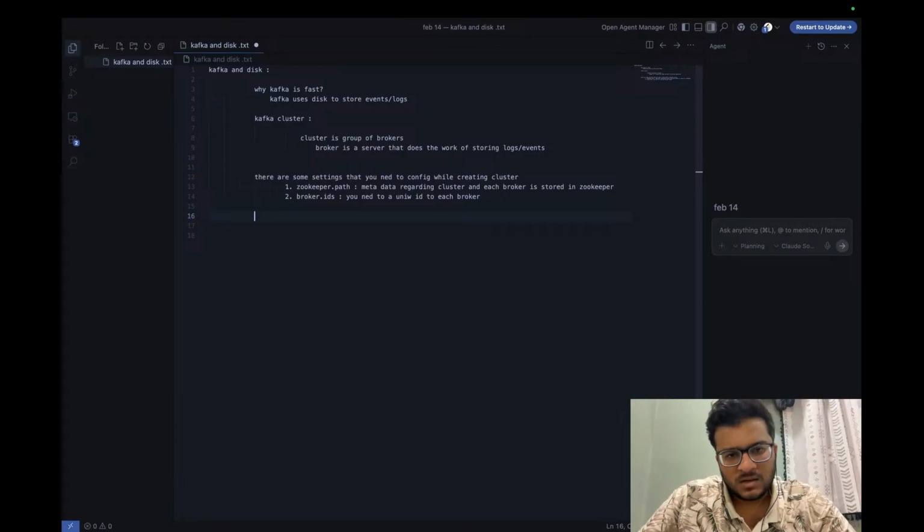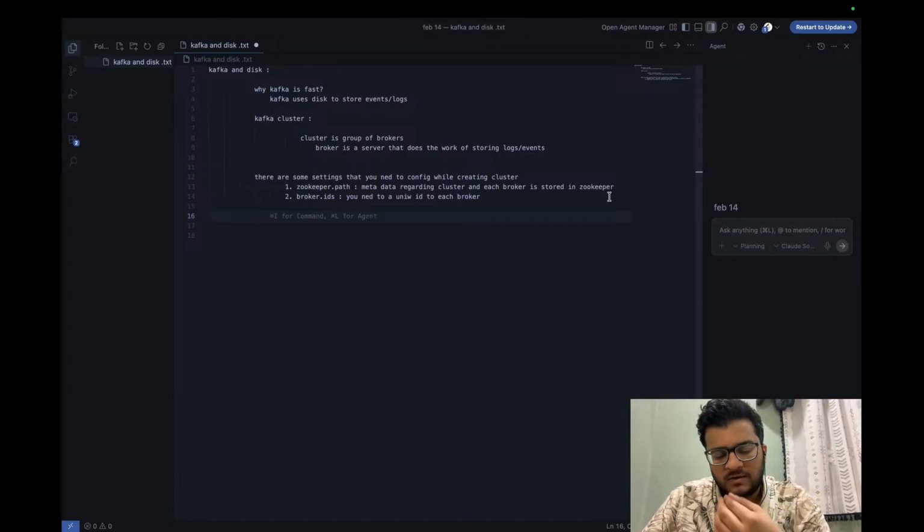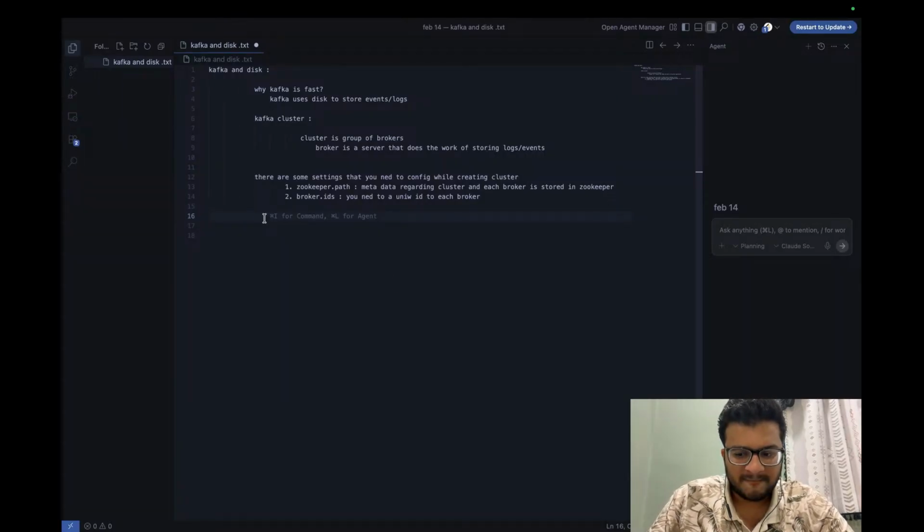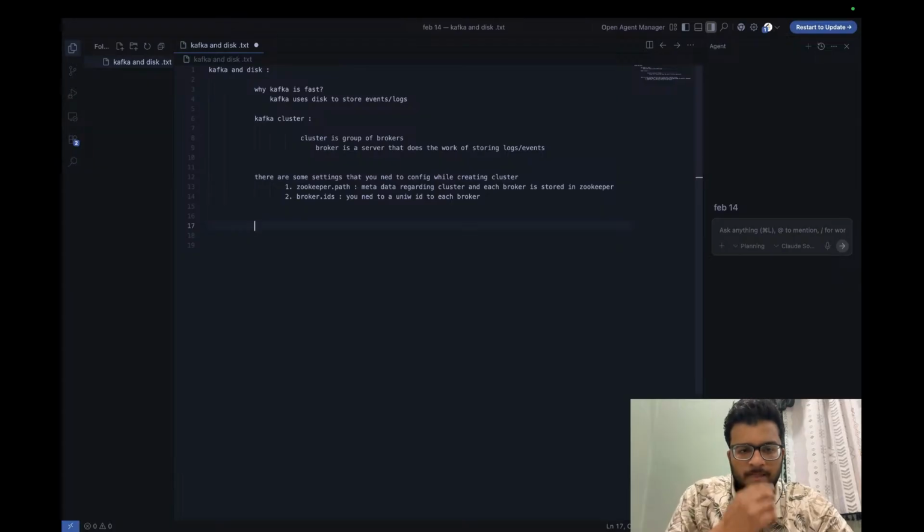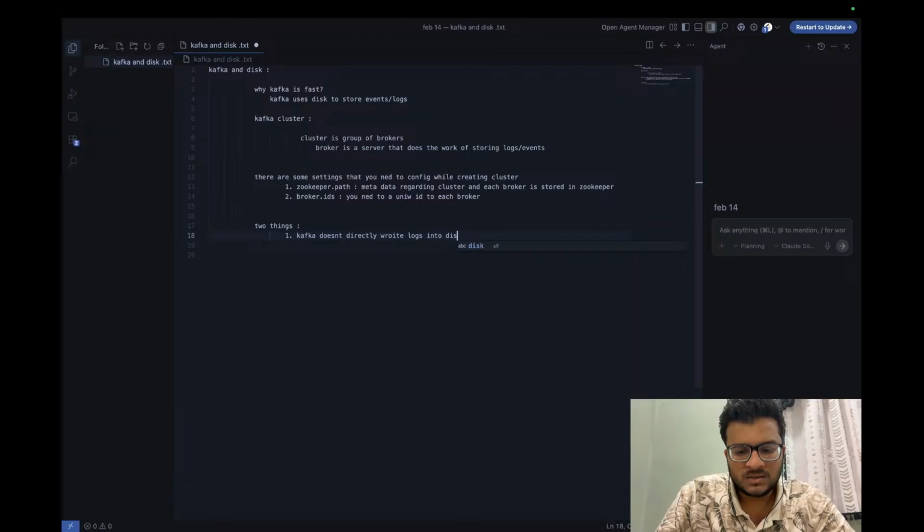To be frank, I forgot one setting, but let me explain conceptually. I think settings you can get easily from LLMs, so let's see the concept behind that. Two things. First one: Kafka doesn't directly write logs into disk.